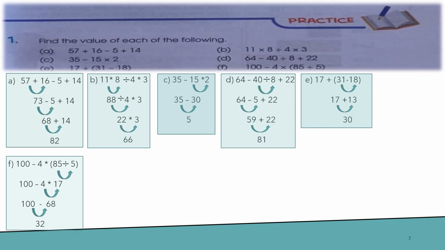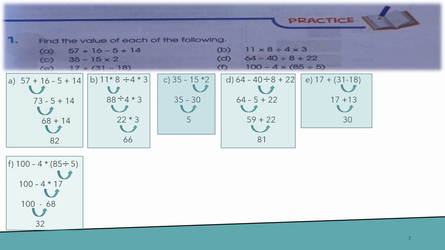Before starting our practice questions, let's revise our rules. It says that whenever there is an addition and subtraction, we solve from left to right. Rule number 2 says whenever there is multiplication and division, we again solve from left to right. Rule number 3 says whenever there are multiplication, division, and addition and subtraction, we first solve multiplication and division from left to right, and then the rest of the expression.